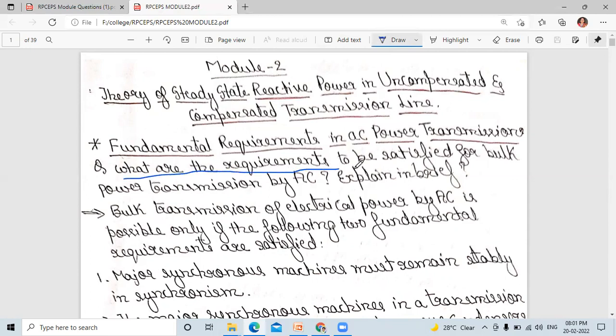Heading only is there. I have mentioned the question also, how they may ask it in the question paper. Actually, some topics in this subject are M.Tech subject, M.Tech power system subject.